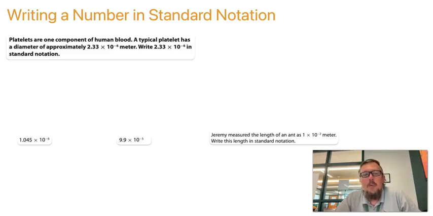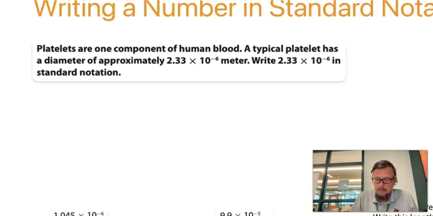So the first thing that we want to notice here is that because the exponent is negative, that means we're going to be moving our decimal point to the left to make a smaller number. So whatever our answer is, it's going to be smaller than 2.33. That means we're going to have a 0 point and then some more zeros before we get to 233. The thing we have to figure out is how many zeros come after that decimal point.